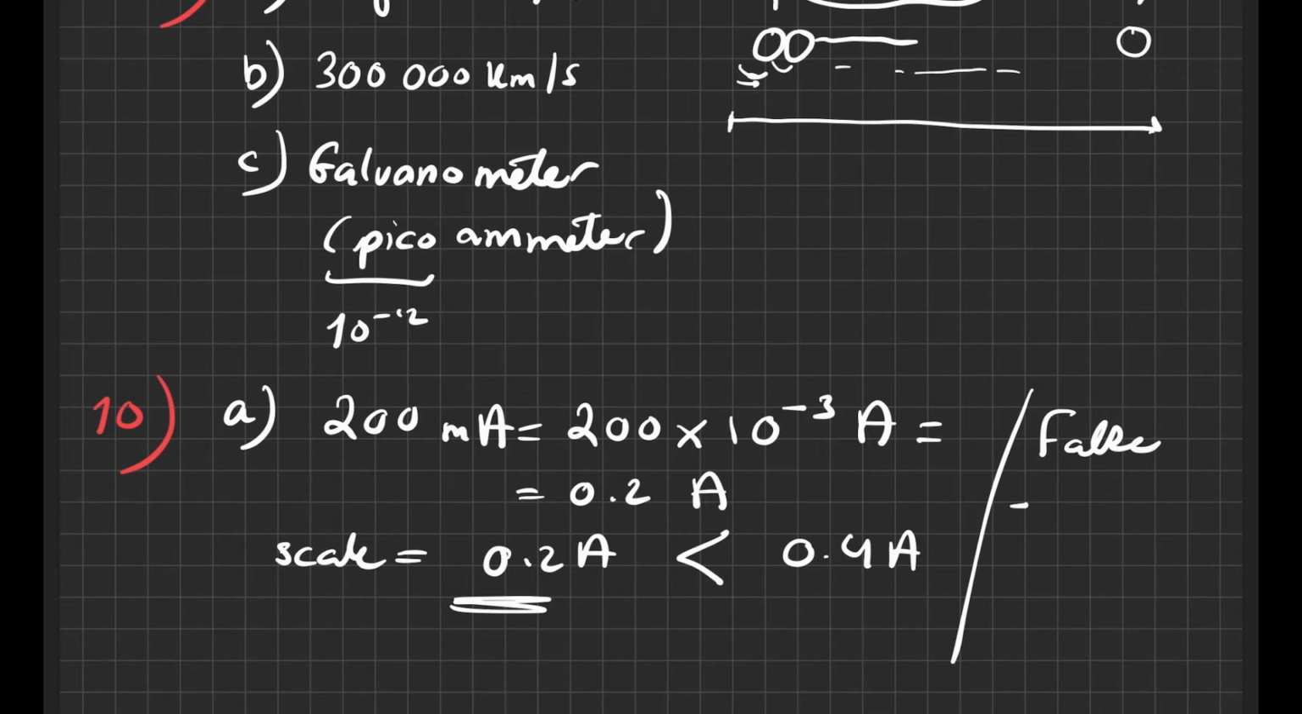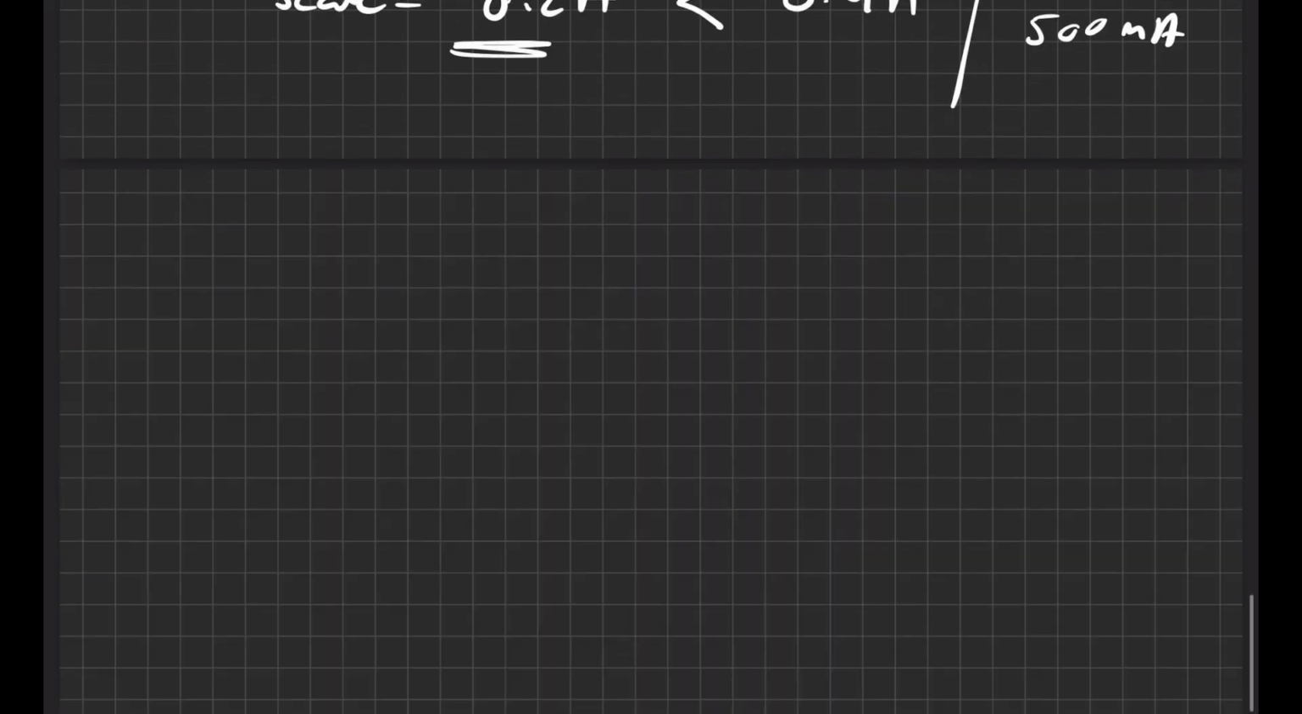And we say that a 0.4 ampere current can be measured by a 400 milliampere scale or a 500 milliampere scale, but not a 200 milliampere scale. Let's move to another page now. Now, part B.